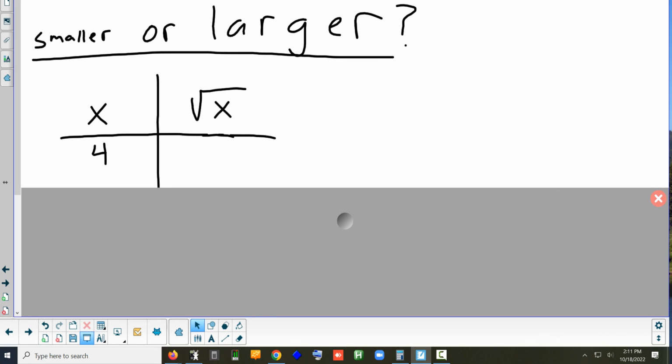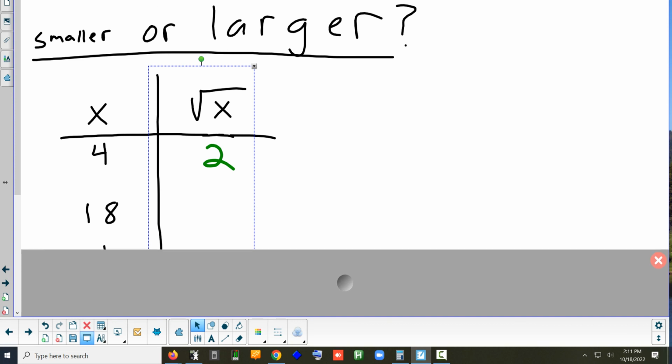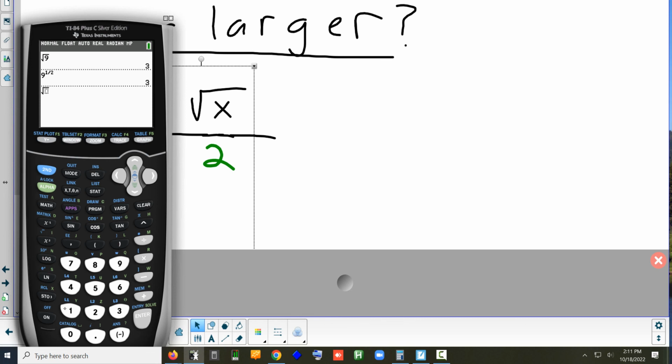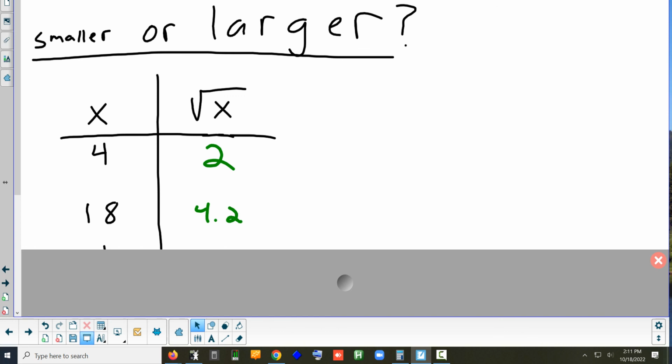All right, so here's the number, and on this side I want to know the square root of it. So what's this? If you take 4 and take the square root of it, what do you get? You get 2. Did that get smaller or larger? It got smaller. So the question is, does it always get smaller? Well, let's see. 18. Well, I need my calculator for that one. Square root of 18, 4.24. Smaller or larger than what I started with? Okay, smaller. So it looks like it's always getting smaller.